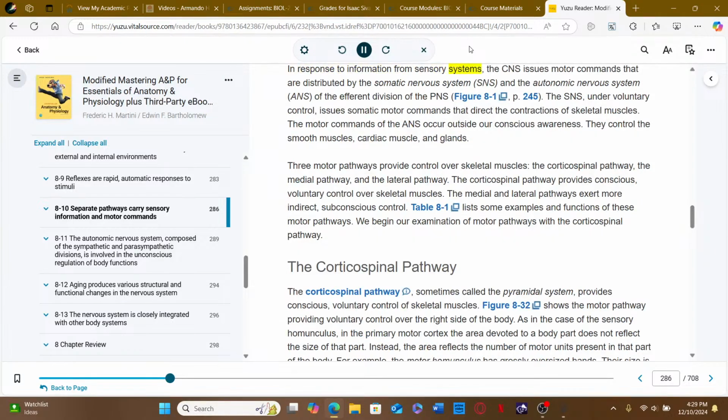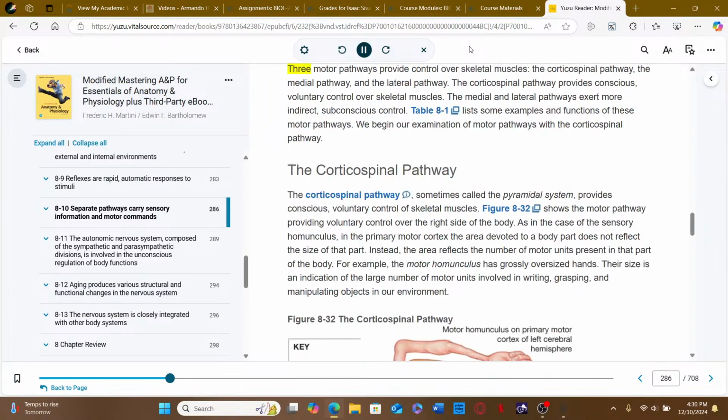Motor pathways. In response to information from sensory systems, the CNS issues motor commands that are distributed by the somatic nervous system, SNS, and the autonomic nervous system, ANS, of the efferent division of the PNS, figure 8-1, p. 245. The SNS, under voluntary control, issues somatic motor commands that direct the contractions of skeletal muscles. The motor commands of the ANS occur outside our conscious awareness. They control the smooth muscles, cardiac muscle, and glands.